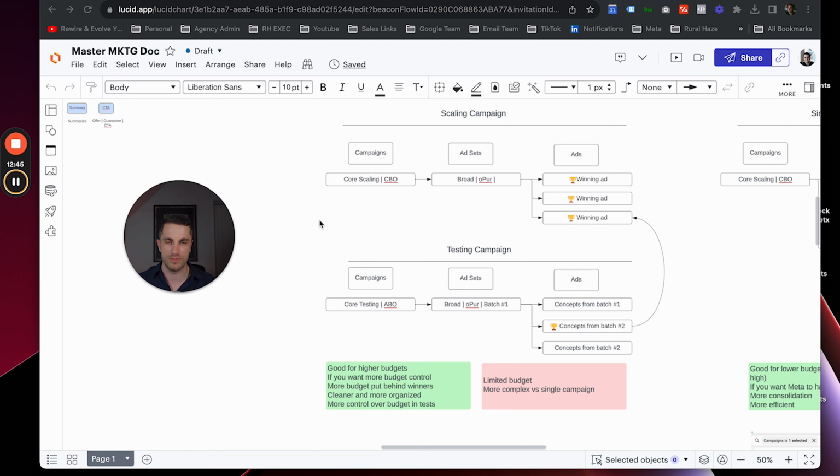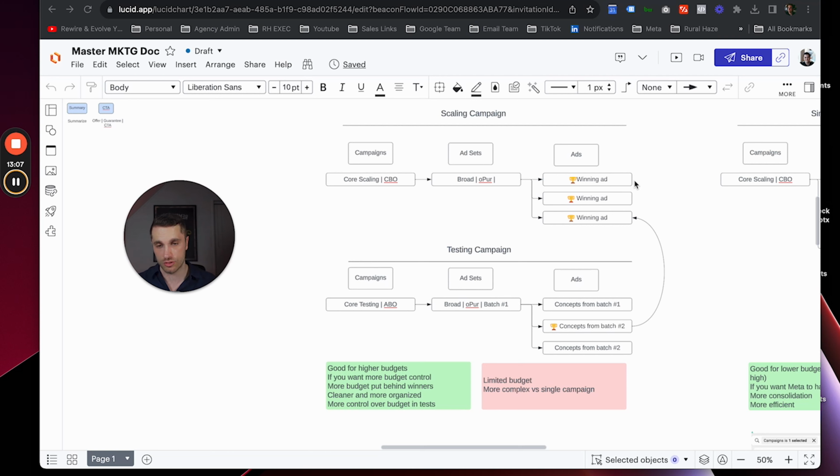Some of you who are maybe new at this, there are different reasons for doing this. This particular campaign structure is what we call a graduation framework, where in a separate campaign we use that as an engine that's constantly testing creatives. And then when we find one that works, we graduate it to a scaling campaign.